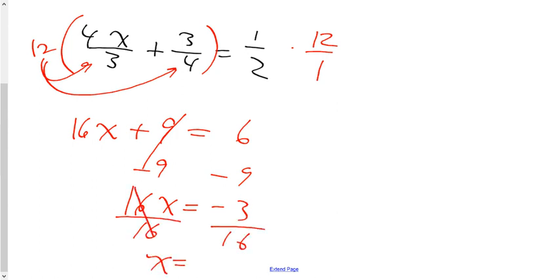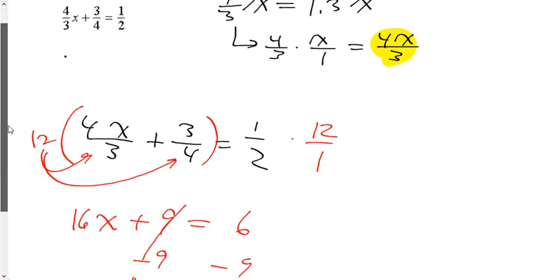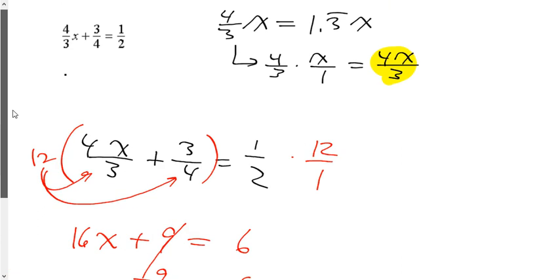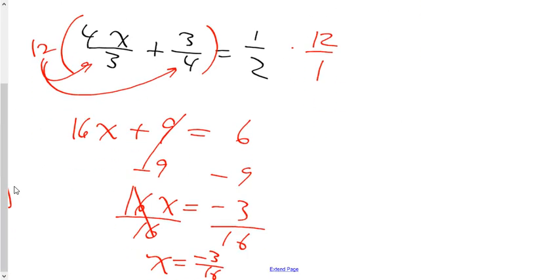I think I made a mistake here. It was negative 3/16. Did I make a mistake? 4, yeah. 3, yeah. 9. Did I make a mistake in copying it down? No. Uh-oh. Huh. Oh well.